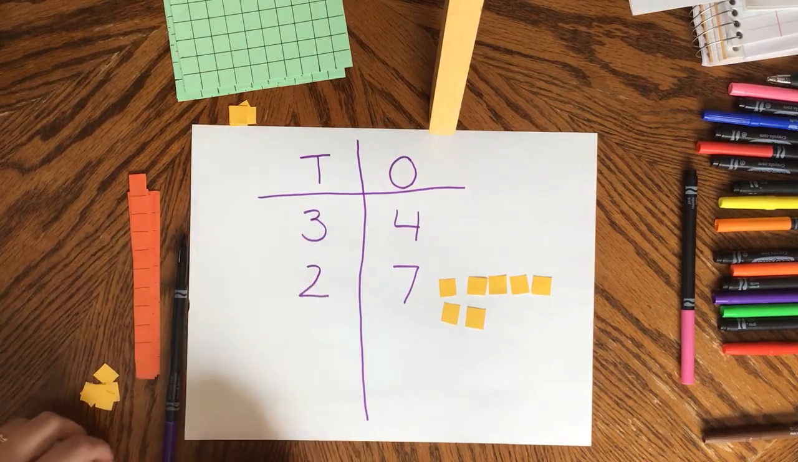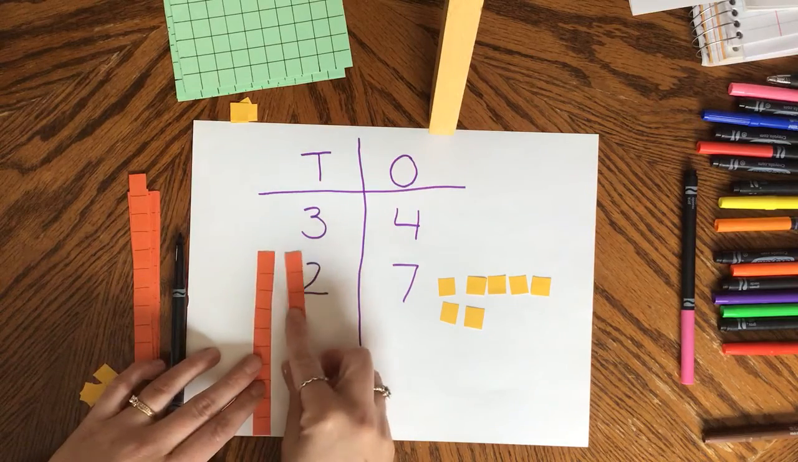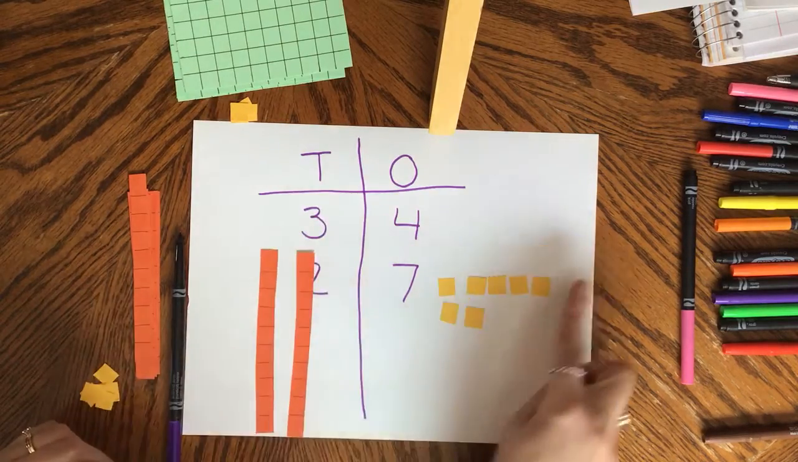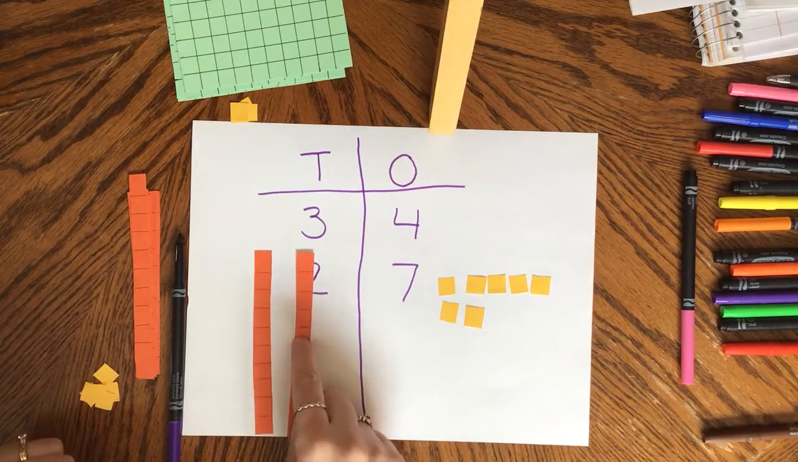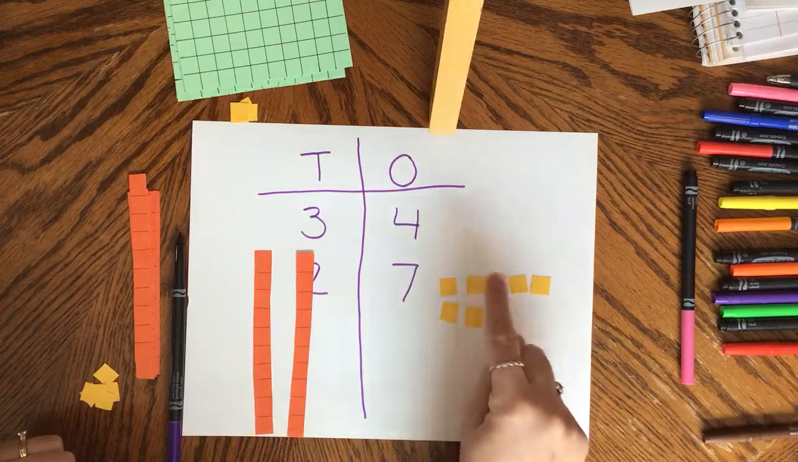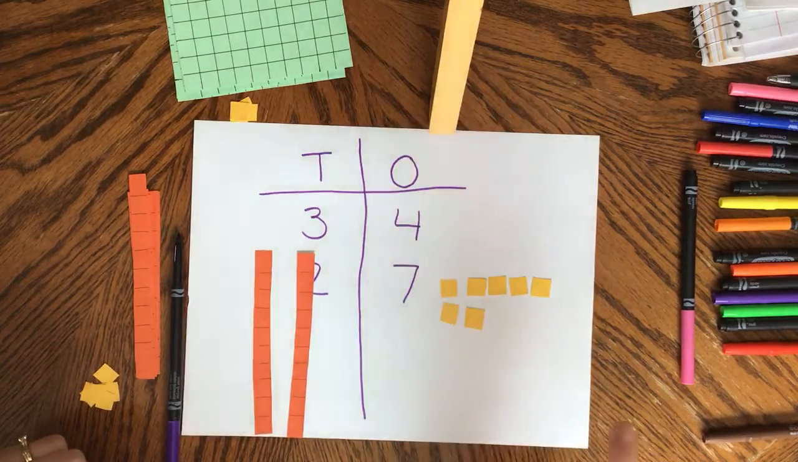Now I need 2 tens. And now I have the number 27. Here's how I would count that: 10, 20, 21, 22, 23, 24, 25, 26, 27.